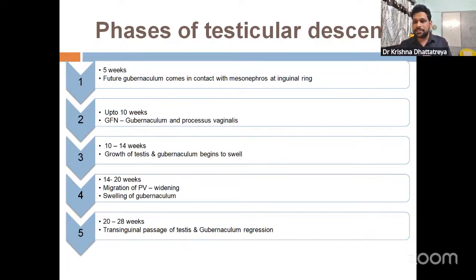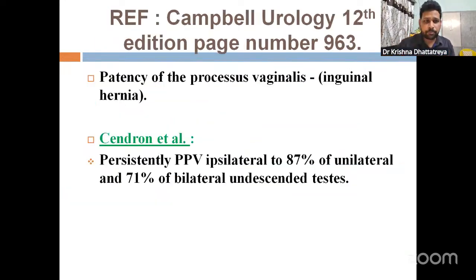Once the testis has reached the normal location in the scrotum, the gubernaculum will undergo regression, and the processus vaginalis will also become obliterated. If this passage of the testis has not happened, then the patency of the processus vaginalis will be maintained, which will present clinically as an inguinal hernia. According to this study, Sendron et al., taken from Campbell, persistent processus vaginalis will be there in 87% of cases of unilateral undescended testis and 71% of bilateral undescended testis.